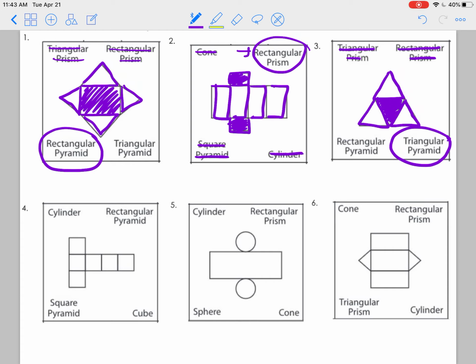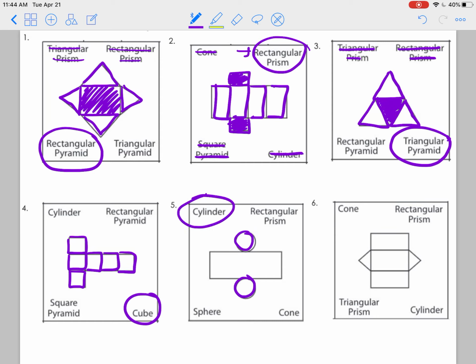Number 4. If we look, every single shape on that net, sides and top and bottom, is a square. And we know that the only three-dimensional shape that has all squares is a cube. Okay. Number 5 looks a little bit different than what we've been dealing with so far because it has a circular top and a circular bottom. If you think back to when we looked at the examples of all of the three-dimensional shapes, the only 3D shape that had a circular top and a circular bottom was a cylinder.